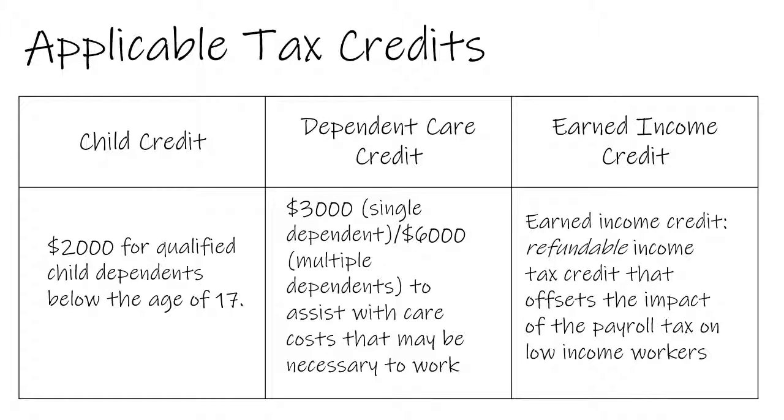And finally, the earned income credit is a refundable income tax credit that offsets the impact of the payroll tax on low-income workers. What I mean by refundable is the fact that most credits just offset the extent of income. You can take the credit, but it can only maximize out the income that you've earned. With the earned income credit, this can effectively give you a negative income, meaning that you'll get an even greater refund.